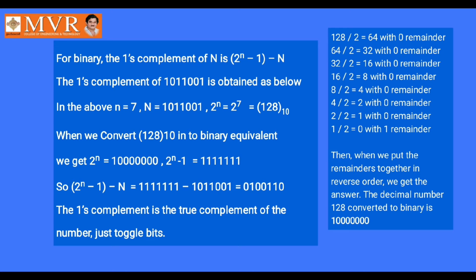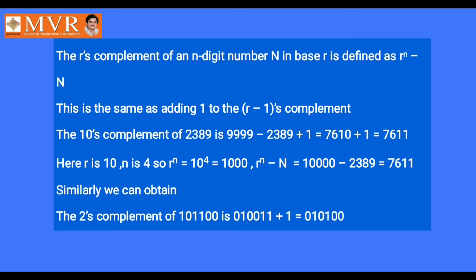Okay. Then next, the r's complement of an n digit number N in base r is defined as r power n minus N. Just now we discussed that r power n minus 1 is there, no? For that minus 1, if you add 1, that will be discarded. In the previous formula for r minus 1, the formula given is r power n minus 1 minus capital N.